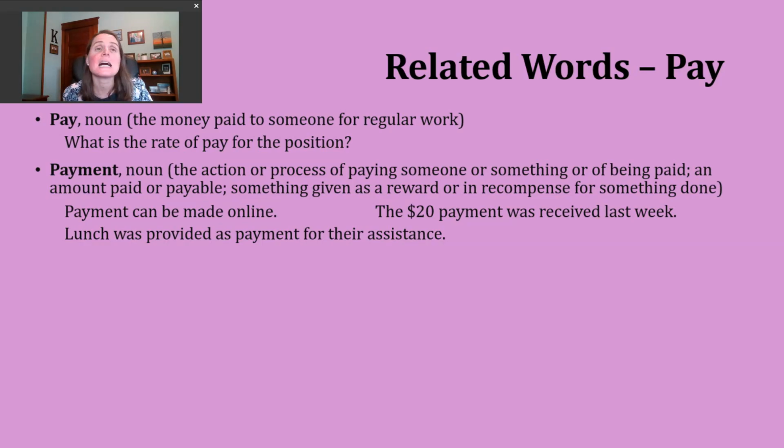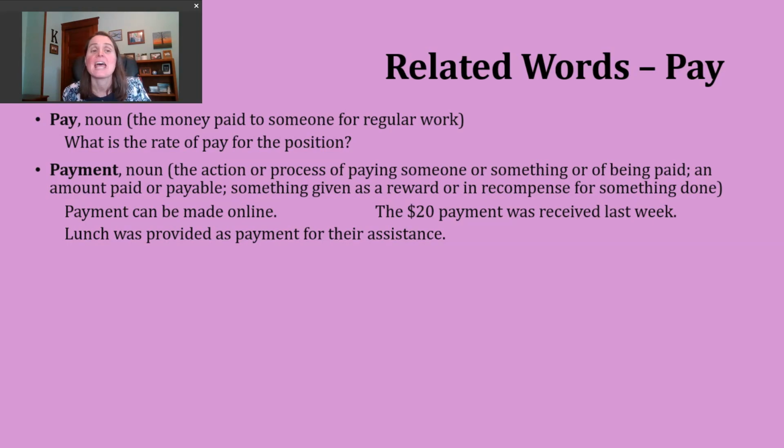A second way to use the noun payment is to refer to an actual amount that is either paid or payable, which we'll discuss in just a moment. So an example here might be, the $20 payment was received last week. Here we're referencing that amount that has already occurred with the money transfer.